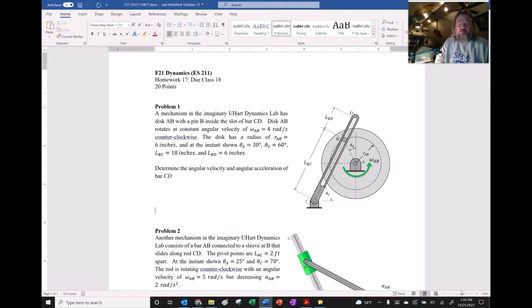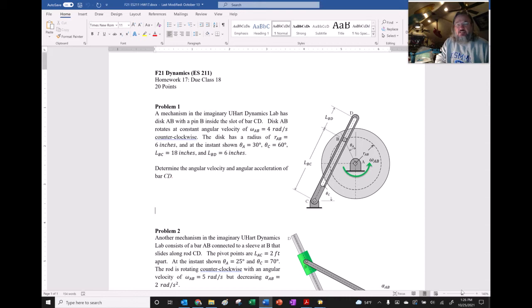And that disc is rotating at a constant counterclockwise angular velocity of 4 radians per second. The disc has a radius of 6 inches. That's the distance from A to B. And at the instance shown, that angle that's made with vertical is theta A of 30 degrees.